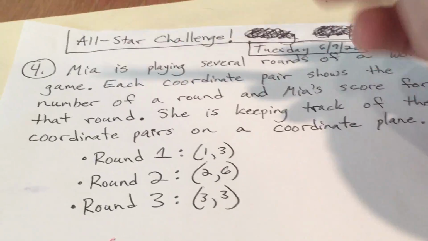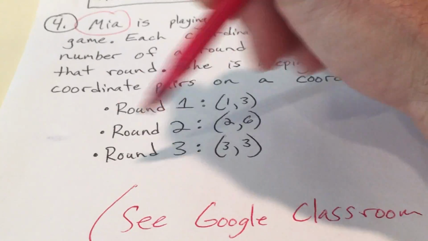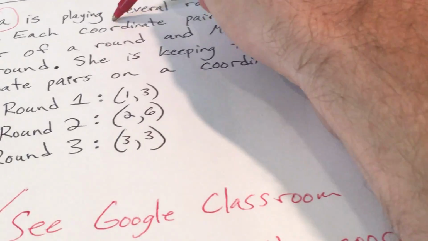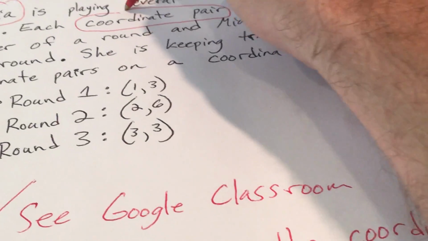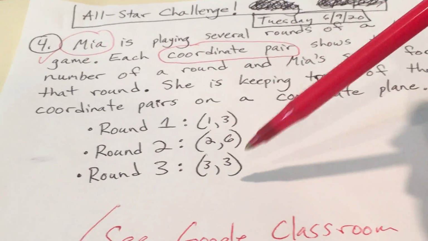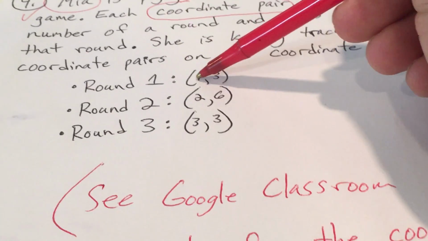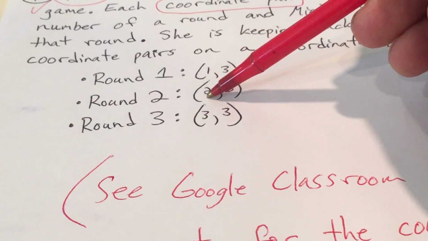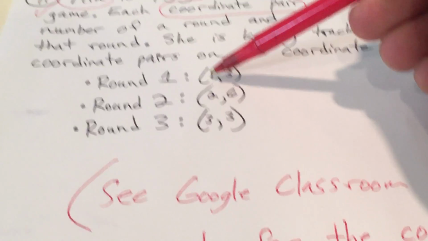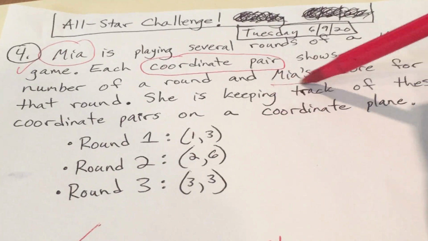Okay, so let me go back. Mia is playing several rounds of a word game. So I noticed round 1, round 2, round 3. Okay, so that makes sense to me. Each coordinate pair, now you might not be sure what a coordinate pair is, but it's telling us that each coordinate pair shows the number of a round and Mia's score for that round. So notice number of a round, round 1. Number of a round, round 2, number of a round, round 3. So this first one is just showing us the number of the round. The second part is showing Mia's score.